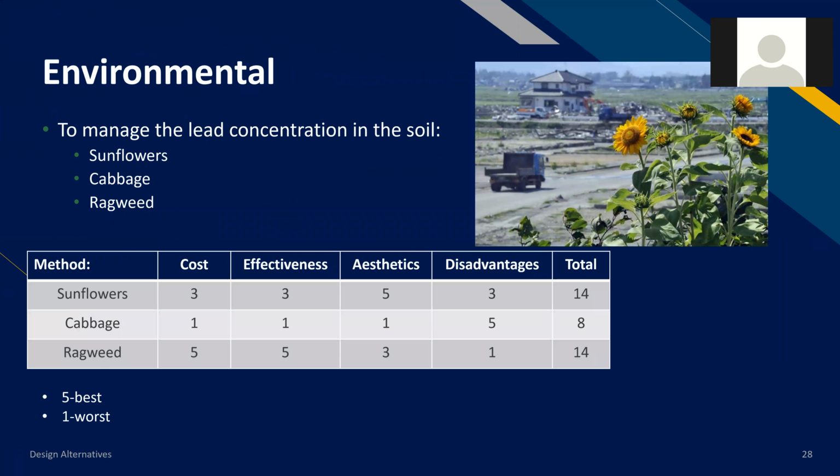As for our management system, we looked into plants that can absorb lead through the soil, through their roots. We looked into sunflowers, cabbage, and ragweed, with sunflowers and ragweed being the cheaper options. They were the top two. However, ragweed is an allergen, so sunflowers did have more of an advantage over it. That will be our choice of management.